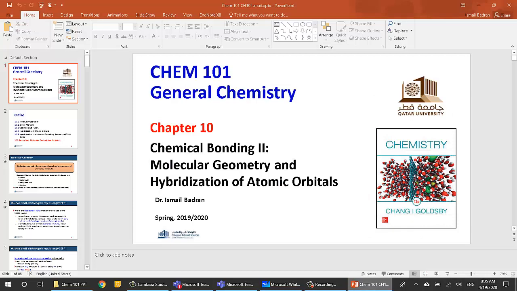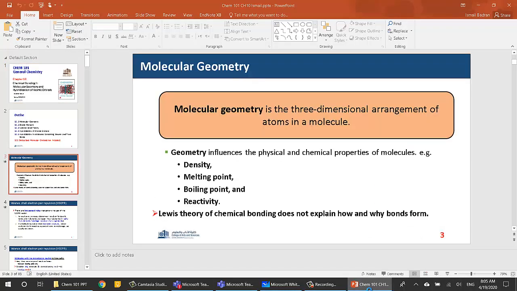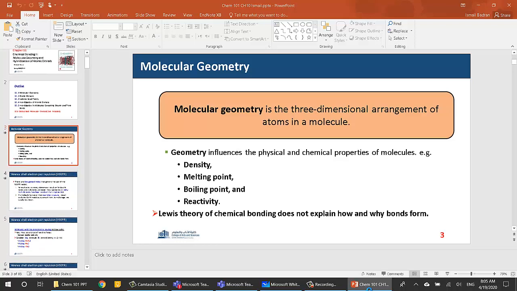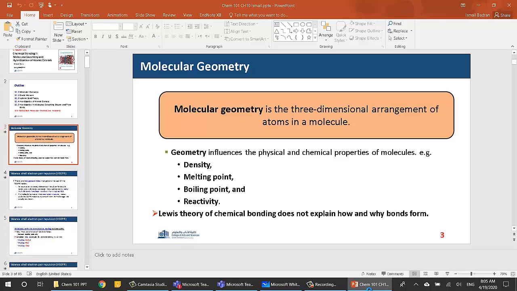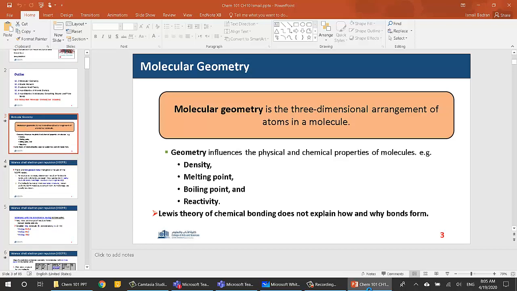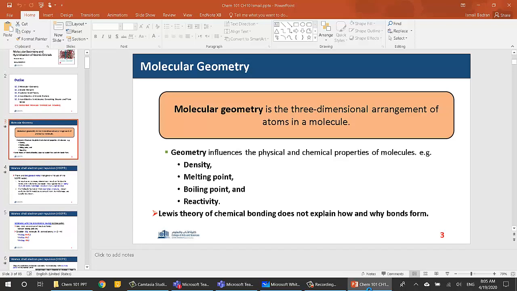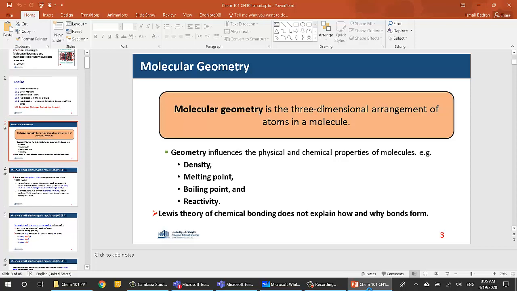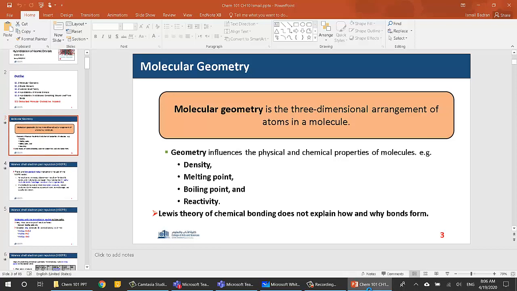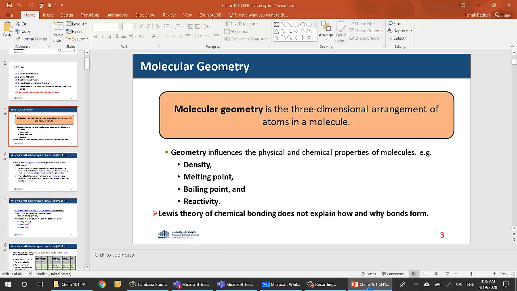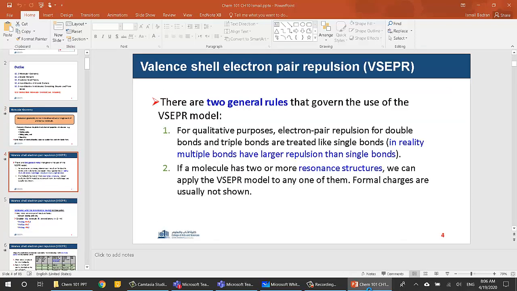Okay, so in chapter 10, which is the last chapter in this course, we will speak about molecular geometry, which is the 3-dimensional arrangement of atoms in a molecule, and this is actually the real arrangement or the real geometry of the compound. And from the geometry, we can know more about the density, the melting point of the molecule, the boiling point, and the reactivity, and so on. So we can infer so much physical and chemical information from the molecular geometry.